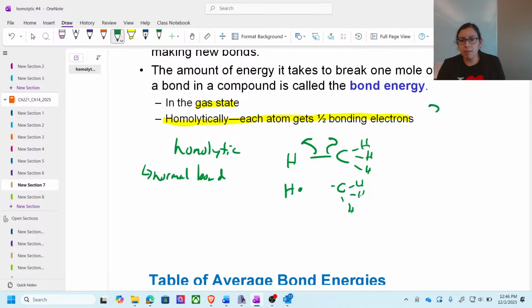Yeah, I'm kind of bad at drawing it, but they're supposed to be like little half arrows, yeah.